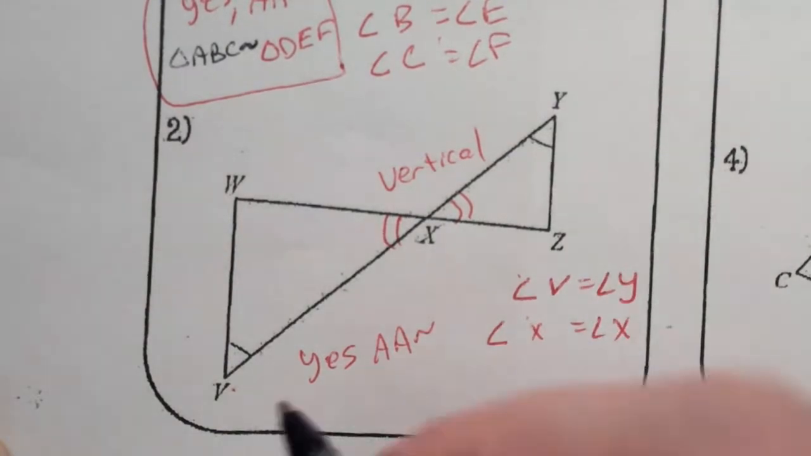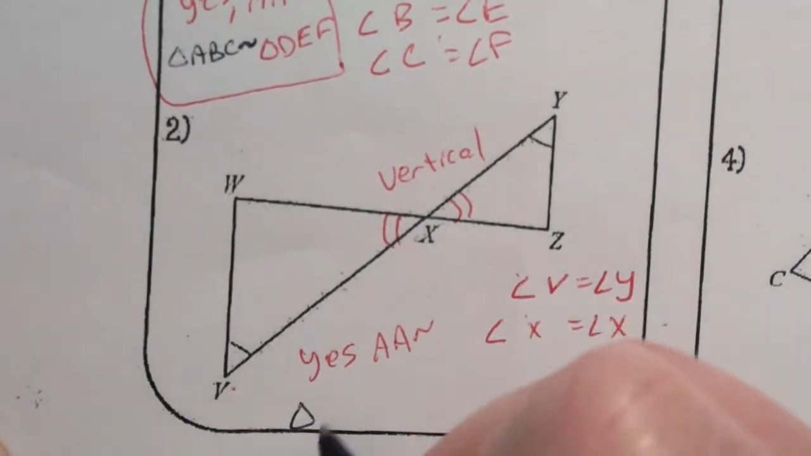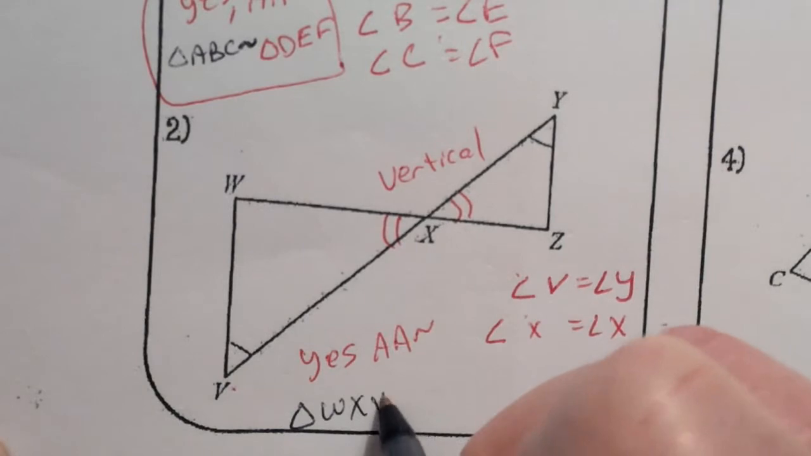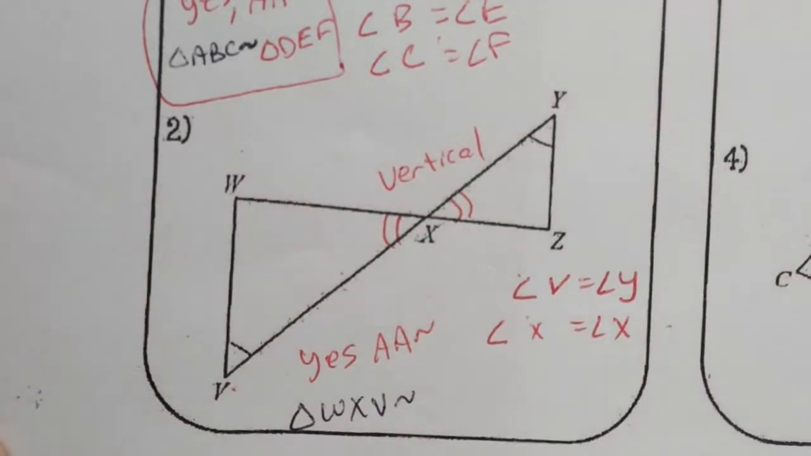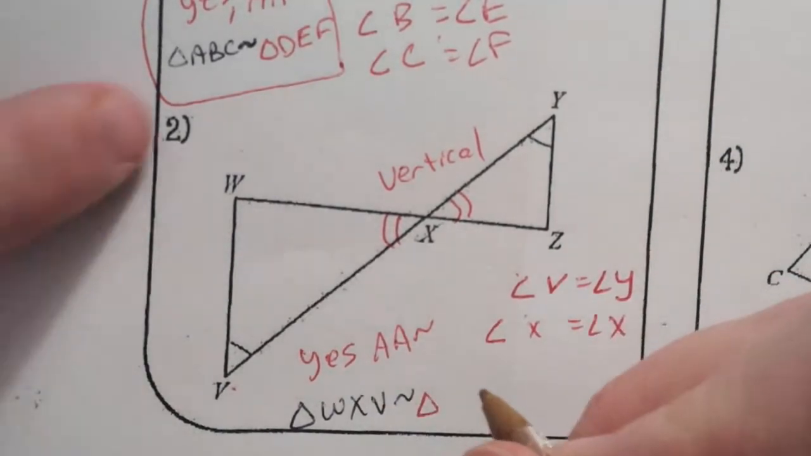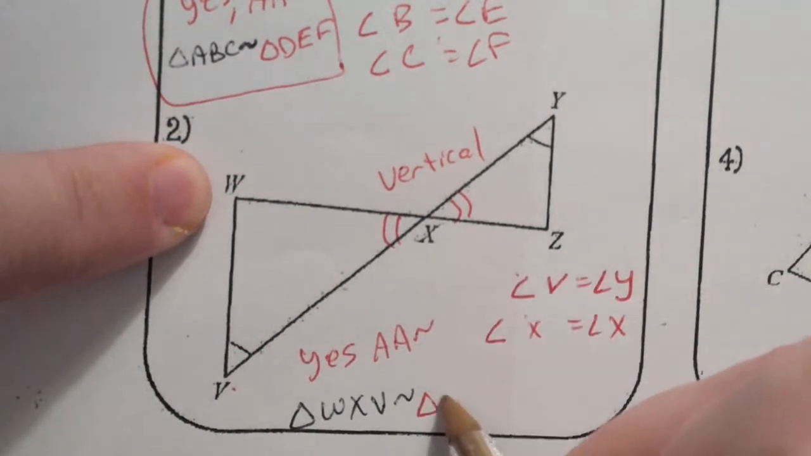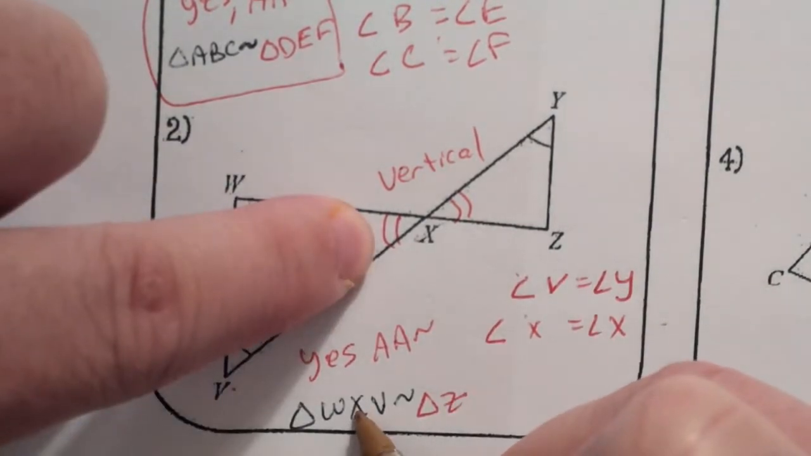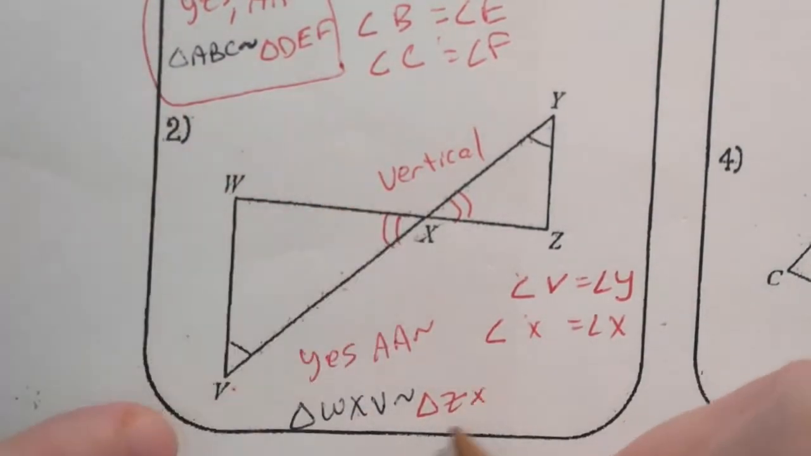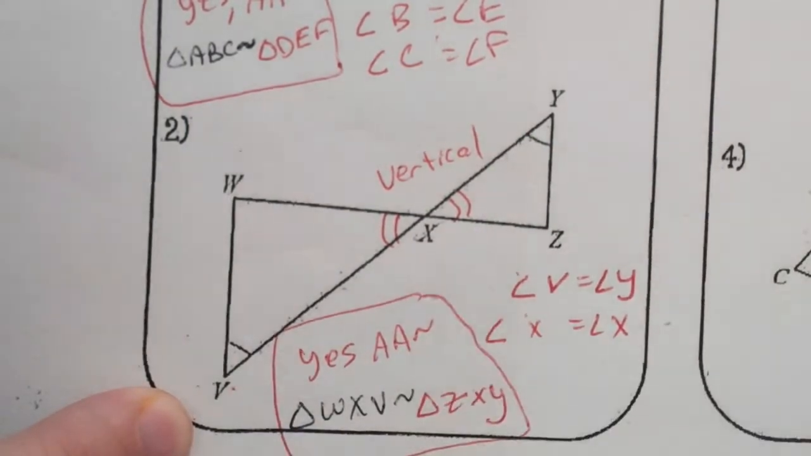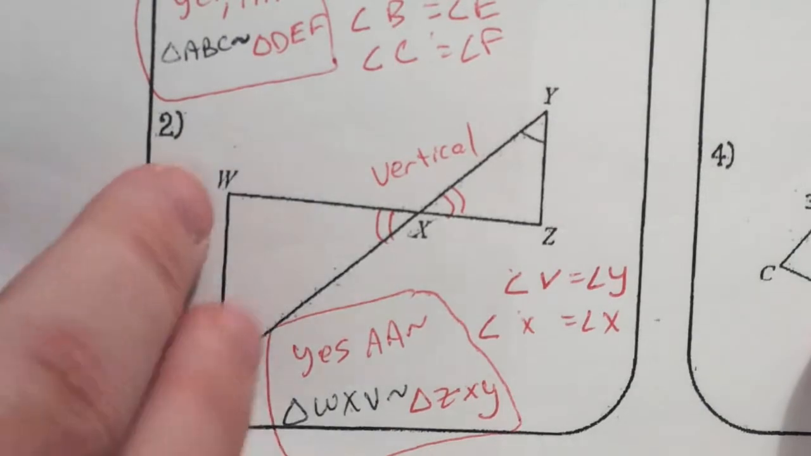And so what if I said triangle WXV? That would be similar to what? Okay, so you would say triangle. Okay, what would W match up with? Z. What would X match up with? X. And what would V match up with? Y. And that would have been your answer. All right. Okay, let's go to the next one.